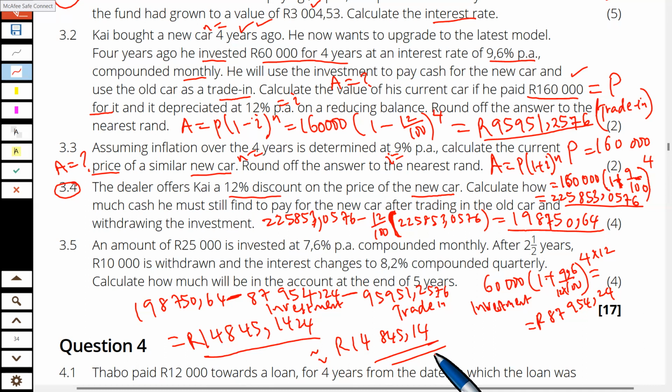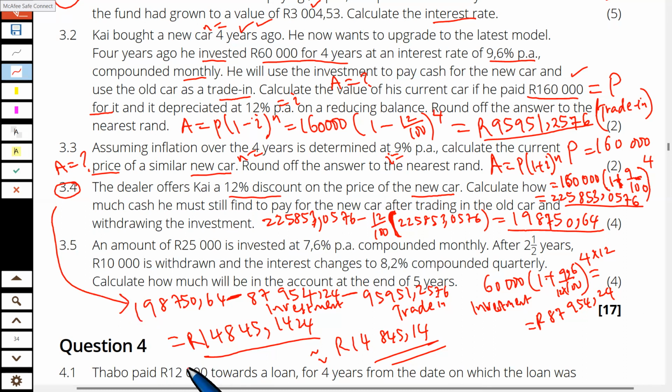All right. So that would be 3.4. This one is 3.4 that we're doing here. All right, now do 3.5, please.